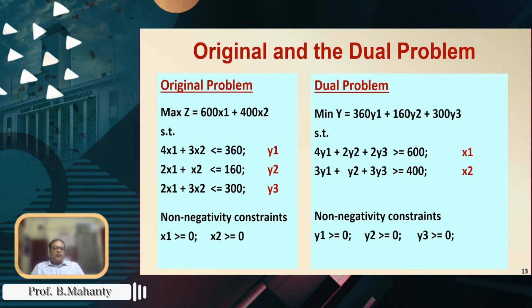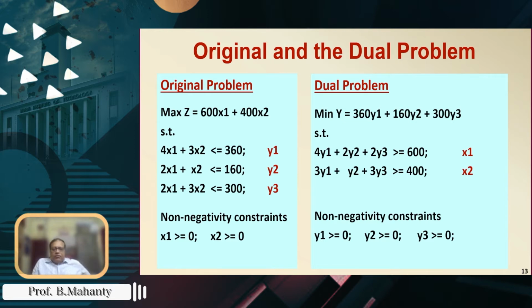The second thing that should also be remembered is that the primal constraints are connected to the dual variable types, and primal variable types are connected to the dual constraints. So these are some of the things that we must remember so that our understanding of duality is very, very clear.